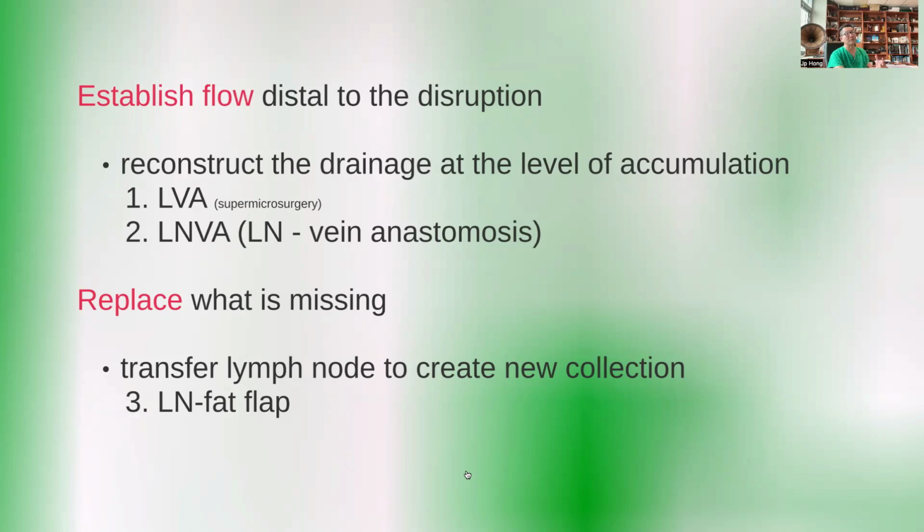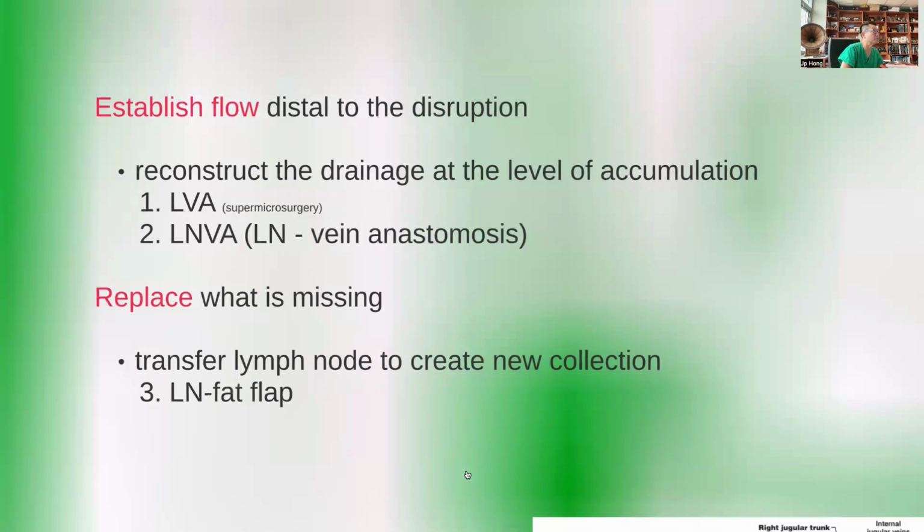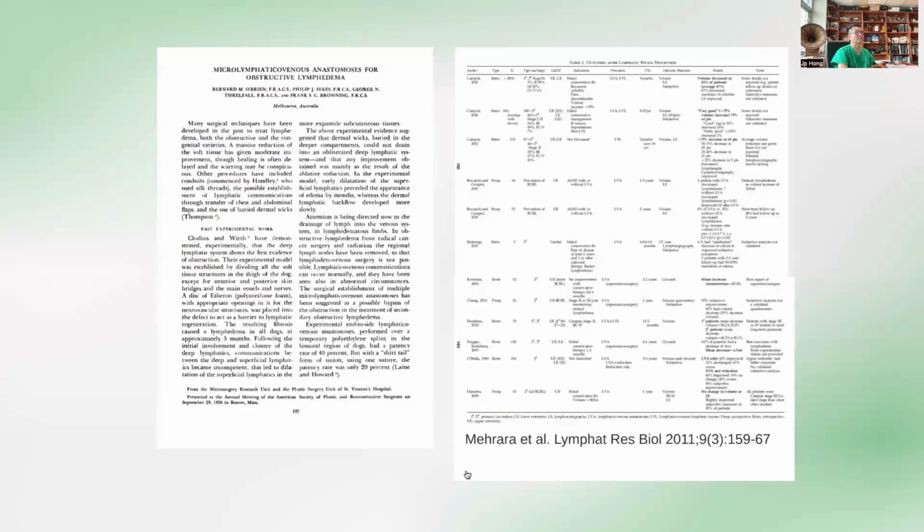Now, if you are not able to have the infrastructure to do LVA or LNVA, another physiologic procedure is replacing what is missing: basically taking a lymph node from where the complication would be much less by harvesting, and then ultimately transferring it into the site where the lymph node was removed. And this is called lymph node transfer.